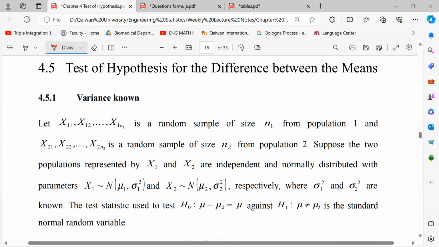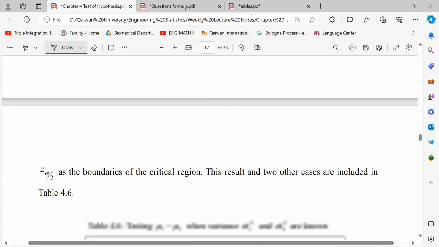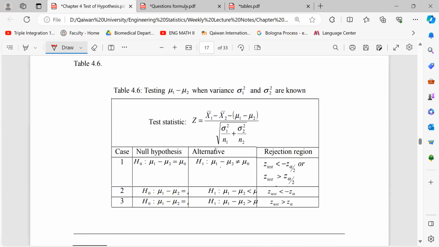We now have test of hypothesis for the difference between the means. In the difference of two means, we have two populations. We have two means. We have two variances. Here, it's calculations.